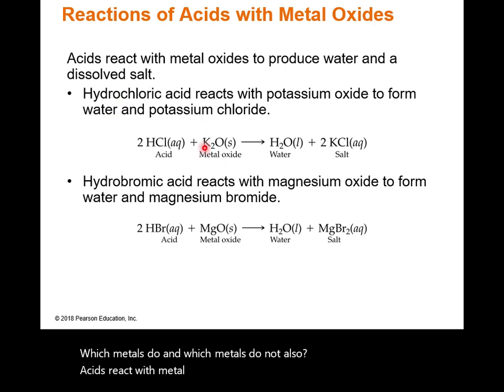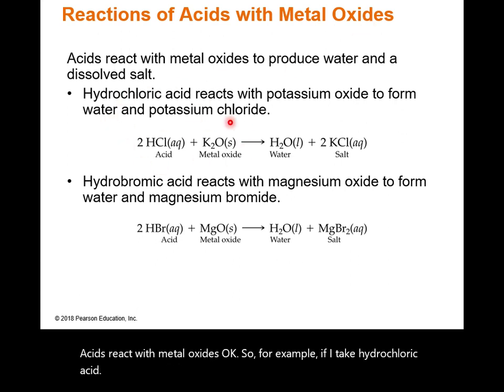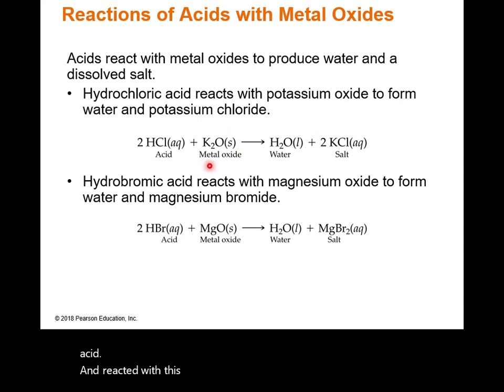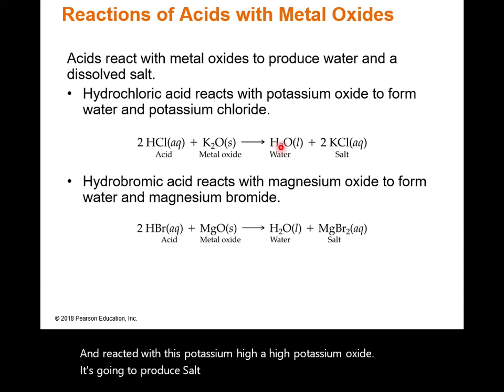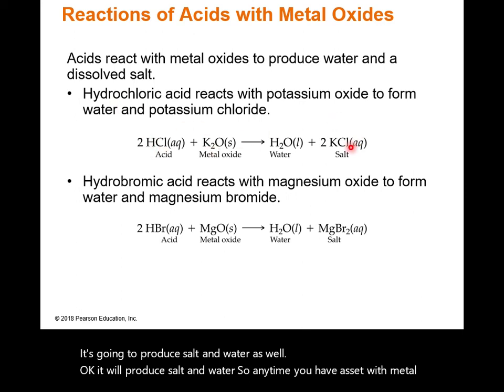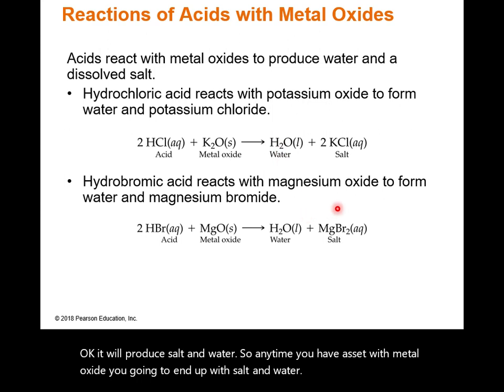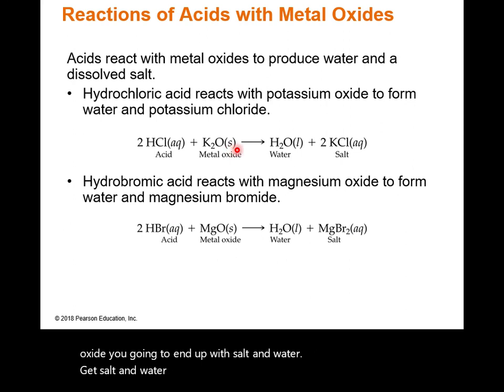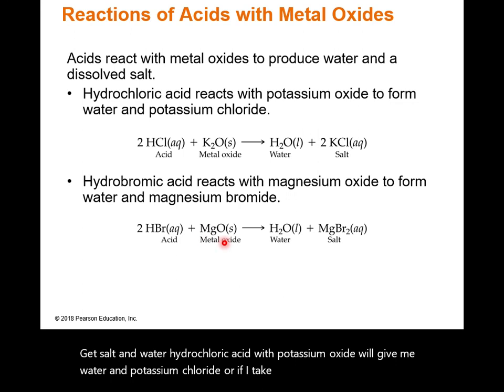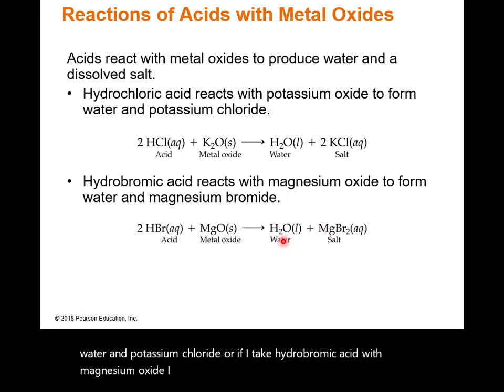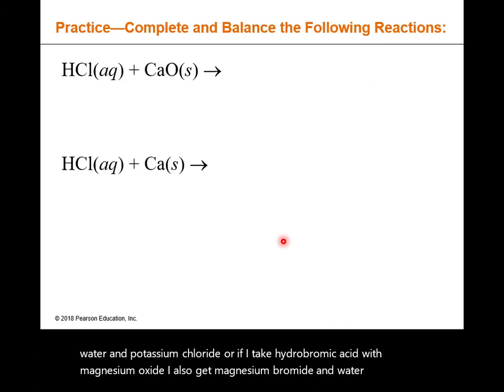So for example, if I take hydrochloric acid and react it with potassium oxide, it's going to produce salt and water as well. So anytime you have an acid with a metal oxide, you're going to end up with salt and water. Hydrochloric acid with potassium oxide will give me water and potassium chloride. Or if I take hydrobromic acid with magnesium oxide, I also get magnesium bromide and water. All right, salt and water.